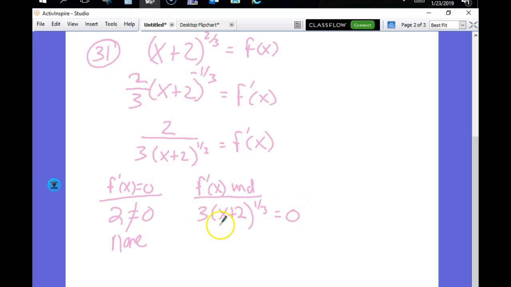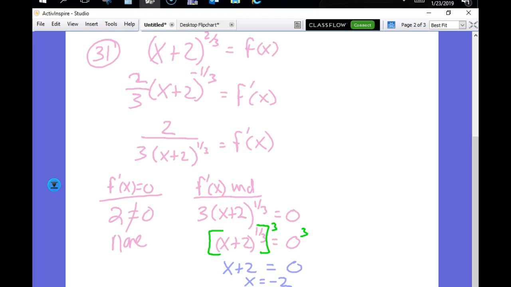So if I divide both sides by 3, I get 0. I want to get rid of this 1/3 power, so I'm going to raise both sides to the 3rd power to cancel out that 1/3, right? So that's going to give me that. And so we actually end up with a pretty nice little critical value there of -2. And that's our only critical value. And once again, from there, I'll let you guys take it home.